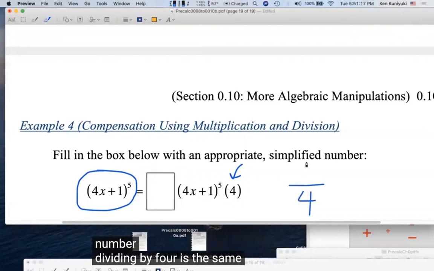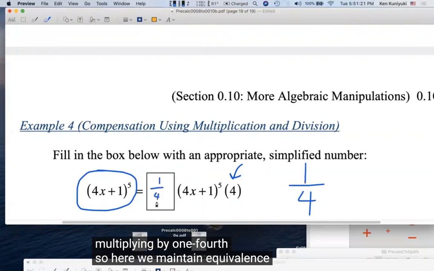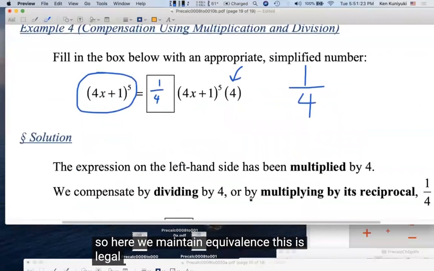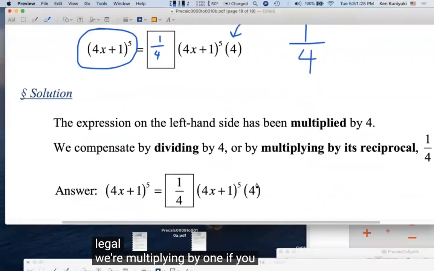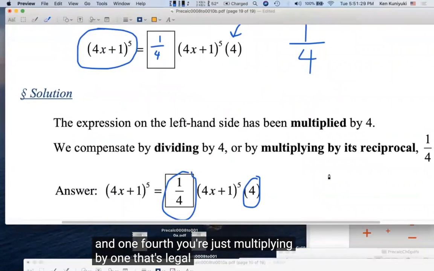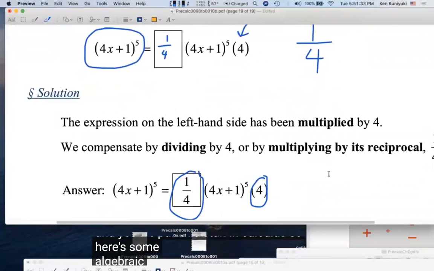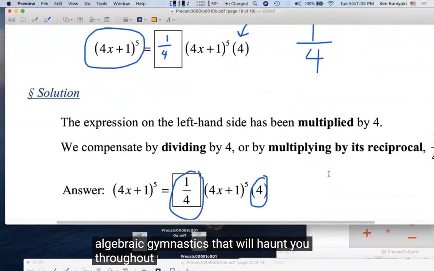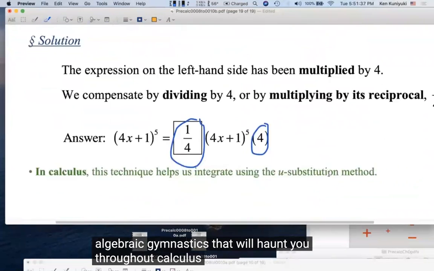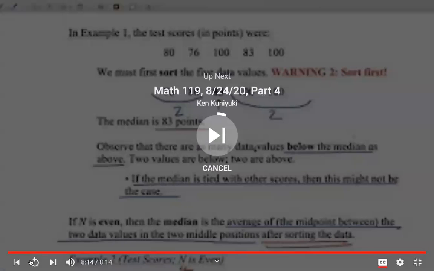Dividing by 4 is the same as multiplying by 1/4. So here we maintain equivalence. This is legal. We're multiplying by 1. If you multiply by 4 and 1/4, you're just multiplying by 1. That's legal. And yes, we pull this stunt in calculus. So here's some algebraic gymnastics that will haunt you throughout calculus. Until then. All right, folks, that's through 0.10.